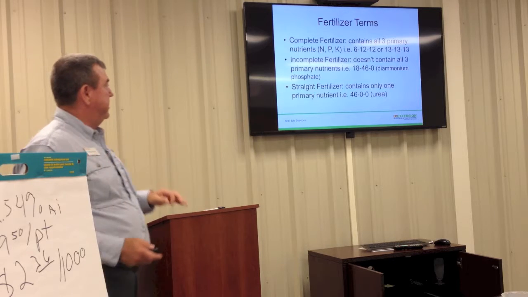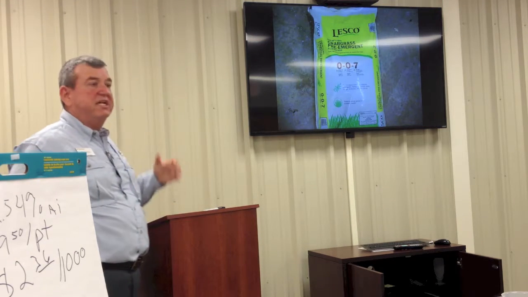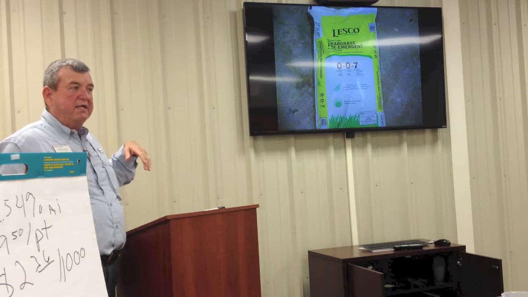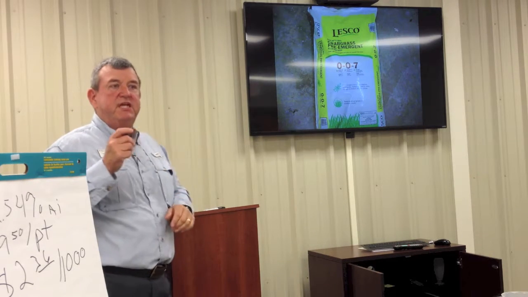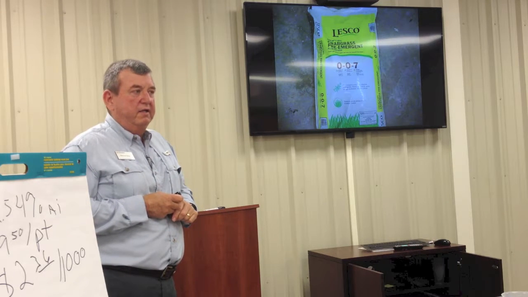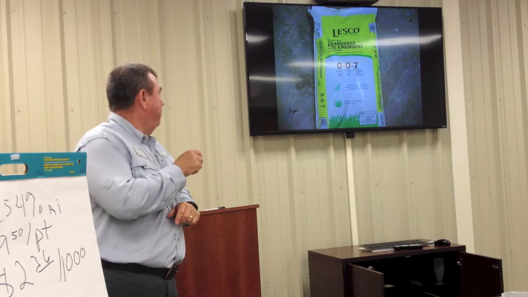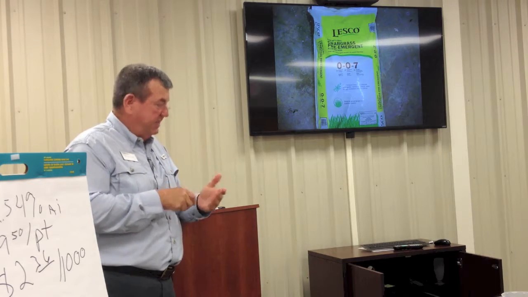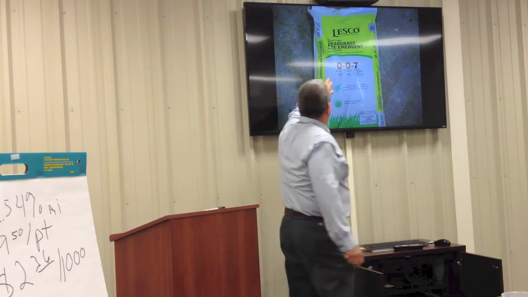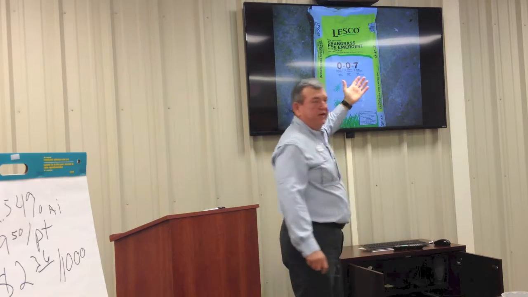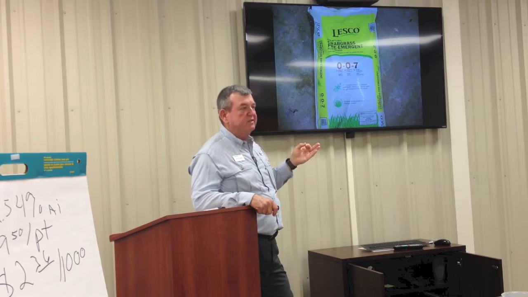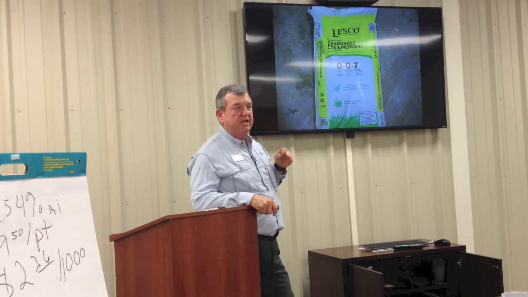They just contain one nutrient. They don't have to contain just nitrogen. Here's an example of a 0-0-7. All it's got in it, from a nutrition standpoint, is a little bit of potash. But it's also a crabgrass pre-emerge. Why in the world would you want crabgrass pre-emerge with a little bit of potash and nothing else? It makes a lot of sense, especially on cool season turf grasses.